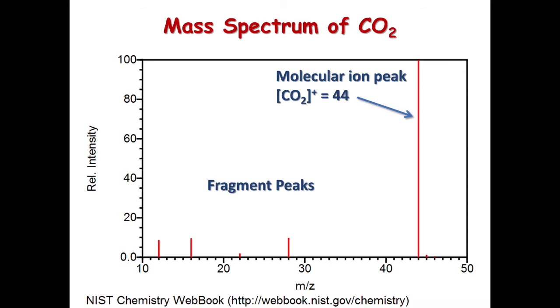And then there are some other fragmented peaks. These are these smaller peaks. And one of them compares to CO, one of them compares to oxygen plus, and one of them compares to carbon plus. And remember, when they go through the ionizer, it is capable of breaking apart the molecule. So that's why we see all these small peaks, and then we see a big peak, which is where the bulk of it is.